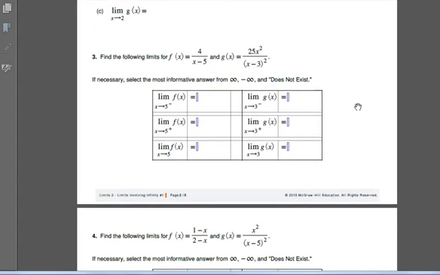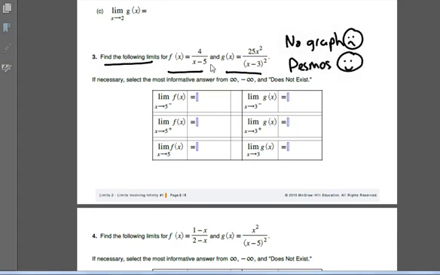You might also run into some limit problems where they don't give you the graph. Oh no. We're like, oh man. Desmos can graph that though, and that makes us happy because you can just type in that function and then look at the graph and figure out what happens as we approach 5 from the left, 5 from the right, and then obviously the two-sided limit. And you could do the same thing there.